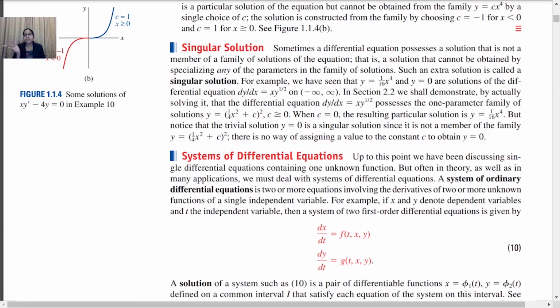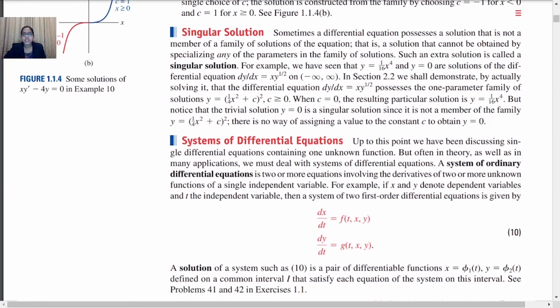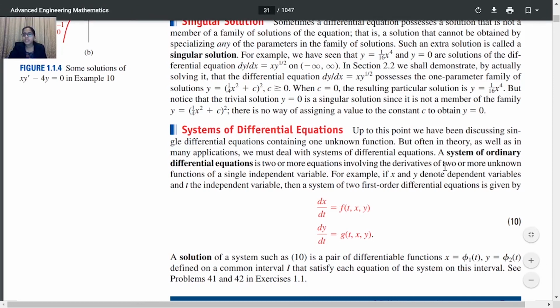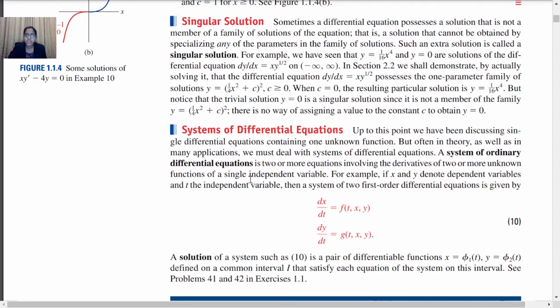That is, it will be completely different from the family of solutions that we obtain once we solve the differential equation. Now we shall discuss a small topic more and we shall wind up with our section, that is, the system of differential equations. We'll be given more than one differential equation and we'll have to solve them. The system of ordinary differential equations is two or more equations involving the derivatives of two or more unknown functions of a single independent variable.